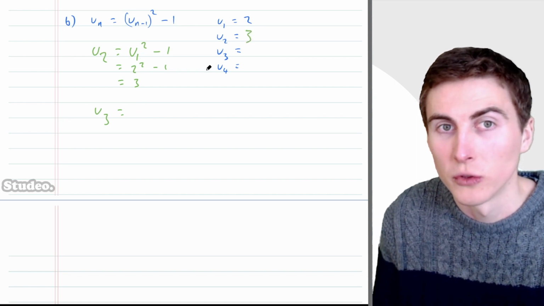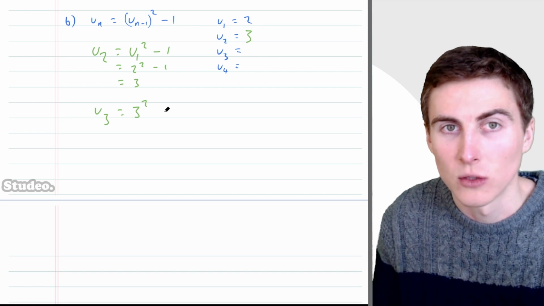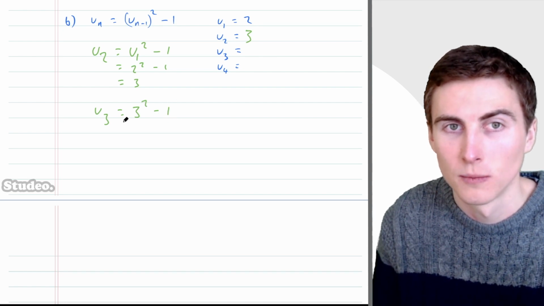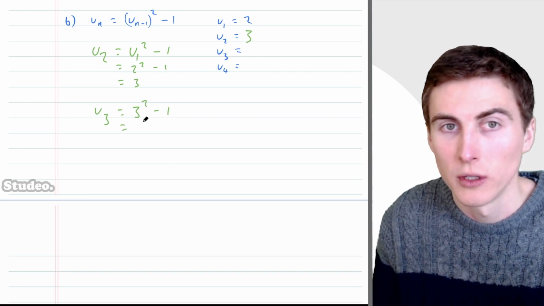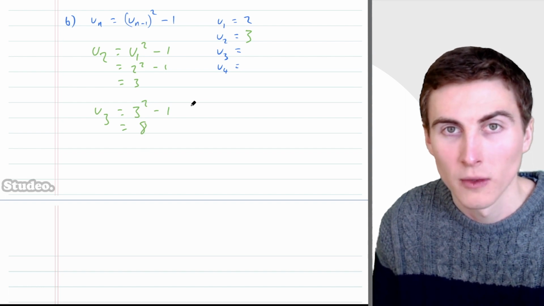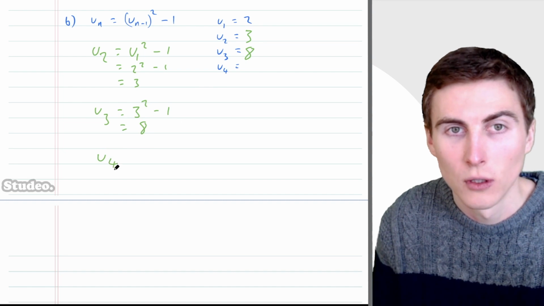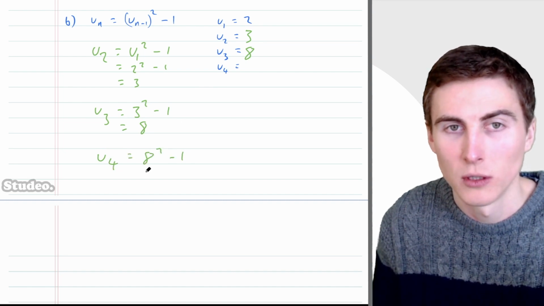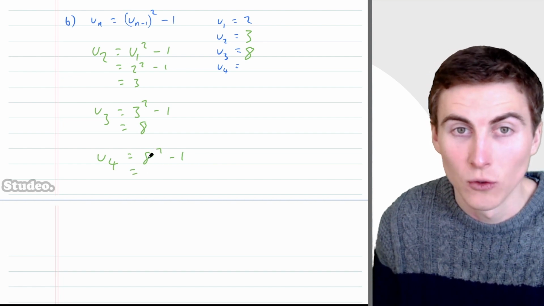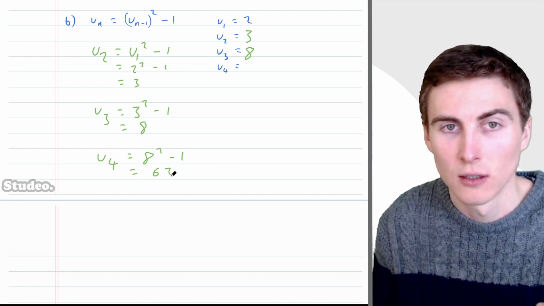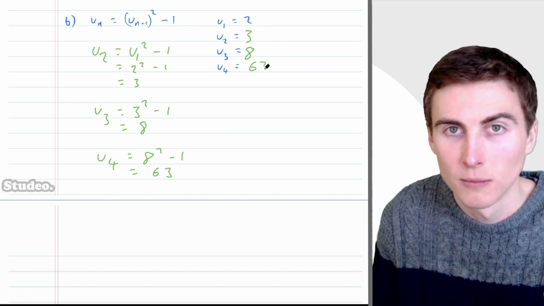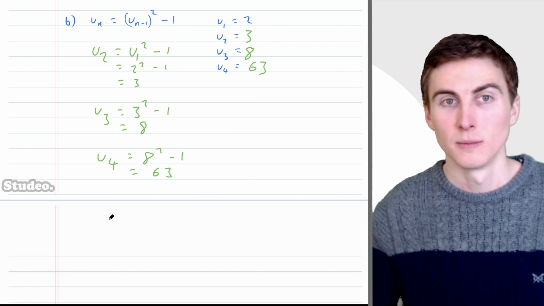Then to find u3, the third term, I just do u2 squared. So we found u2 was 3. I do 3 squared minus 1, which is 9 minus 1 is 8. We pop 8 up here. And for u4, we do 8 squared minus 1. 8 squared is 64, take away 1, 63. So u4 is 63. And that's it.